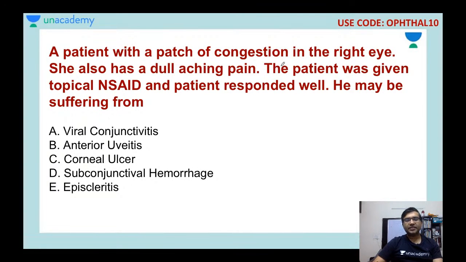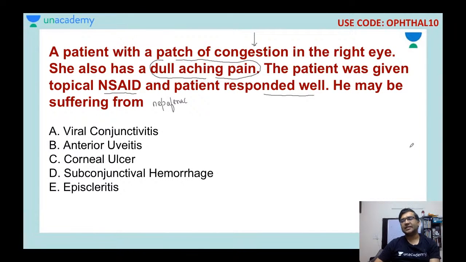So see, what are the various hints given? The patient has congestion. The patient is coming with a red eye. She also has a dull pain. Okay, तो कभी कभी उसको हल्का सा दर्द होता है. The patient is given topical NSAIDs like Nepafenac, and the patient responded well here.